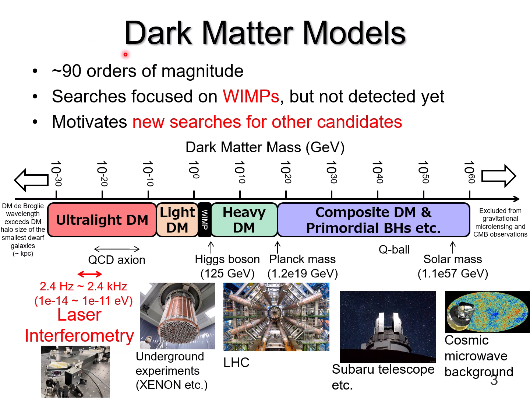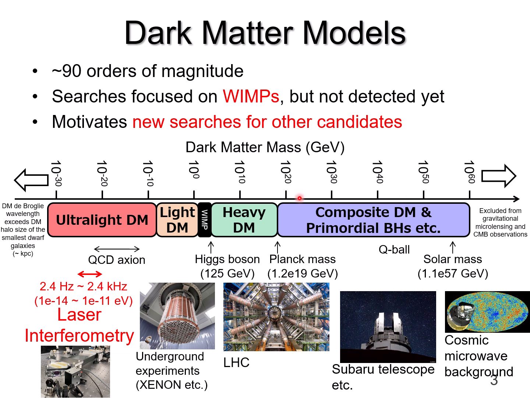And there are a lot of dark matter models. In the mass range, there are almost 90 orders of magnitude of different kinds of dark matter models, from 10 to the minus 30 gigaelectron volt to 10 to 60 gigaelectron volt. The lightest end is called ultralight dark matter, and the heaviest end is, for example, primordial black holes.